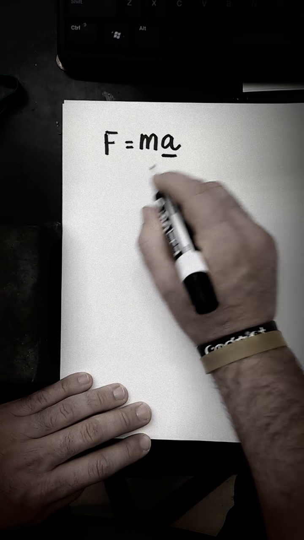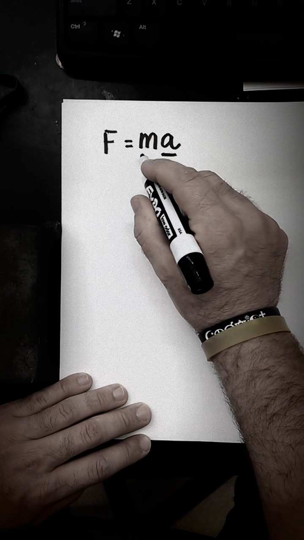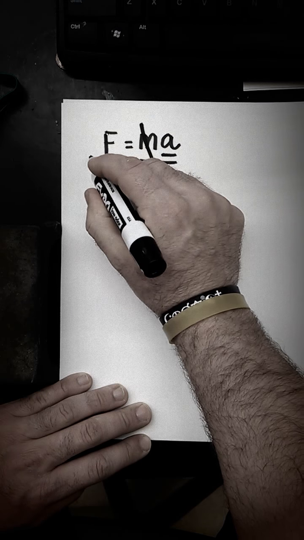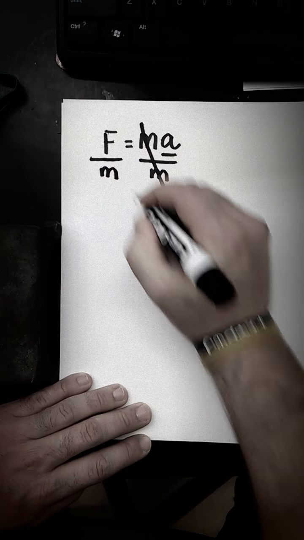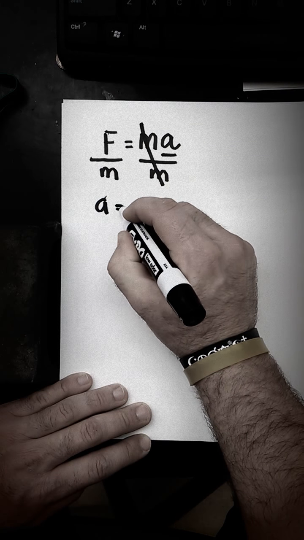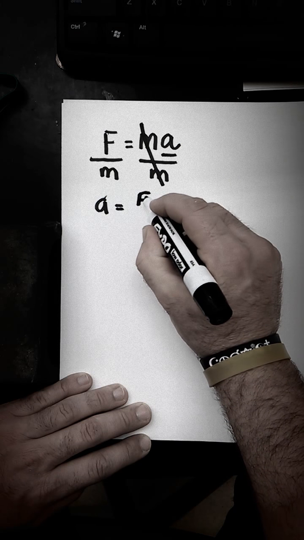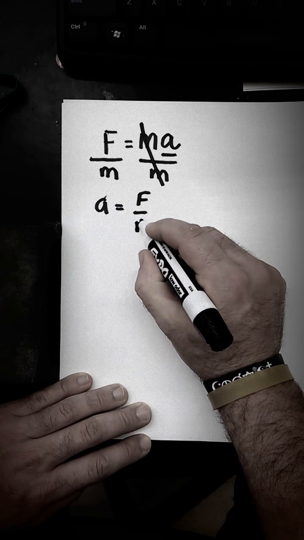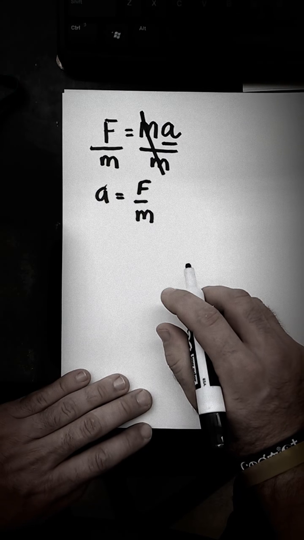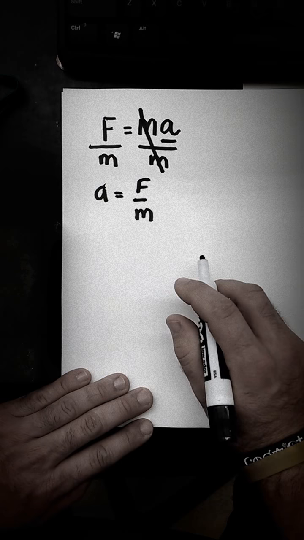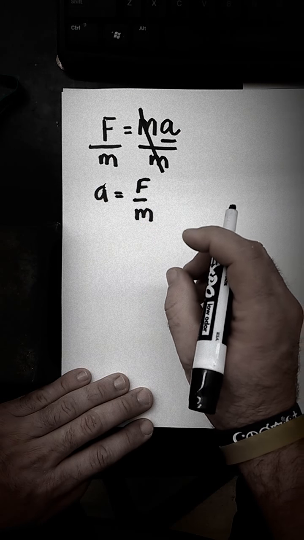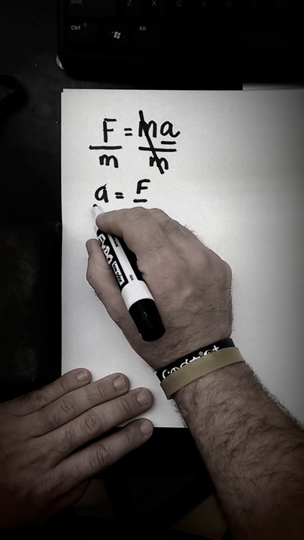So, rearranging the formula, we can divide through by m on one side, and then divide through by m on the other side, and we can end up with acceleration is equal to the force divided by the mass. Okay, so in a situation where you have a car on a track that's pulled by some force, we are able to calculate the acceleration.